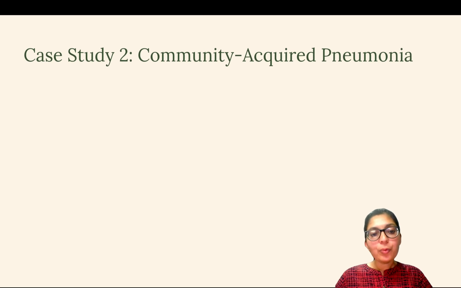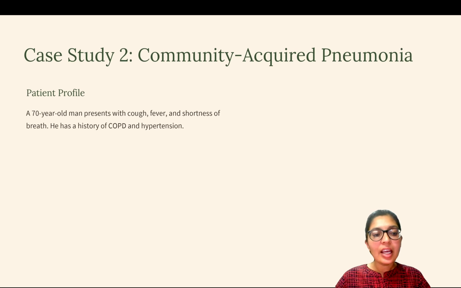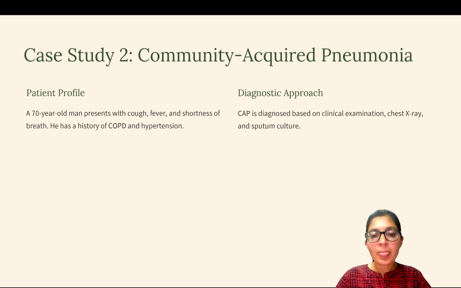Case study 2, community acquired pneumonia. Patient profile. A 70-year-old man present with cough, fever, shortness of breath and history of COPD and hypertension. So how we diagnose this? What the diagnostic approach? Community acquired pneumonia is diagnosed based on clinical examination, chest x-ray and sputum culture. Elderly patients with comorbidity require careful assessment and targeted treatment.